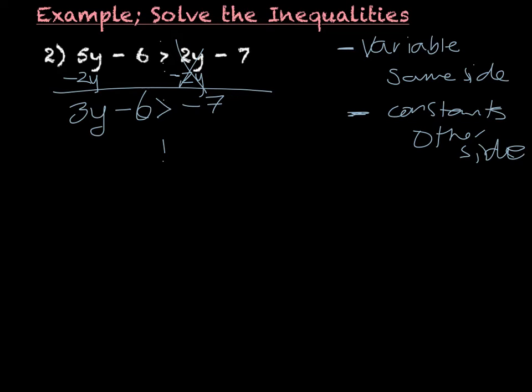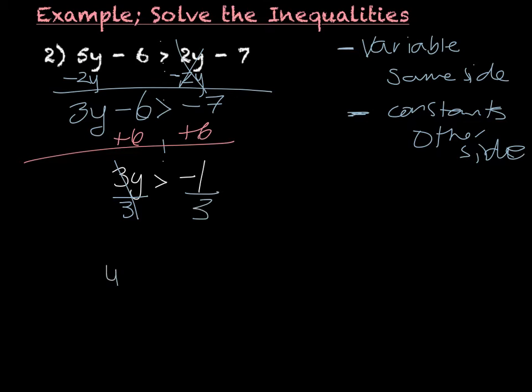And now we need to get the constants on the other side, so I need to take this 6 that doesn't have a y and put it over there. So I'm going to add 6 to both sides, giving me 3y is greater than negative 1. And then finally I need to divide by 3 because it's 3 times y. And my final answer is y is greater than negative 1/3.